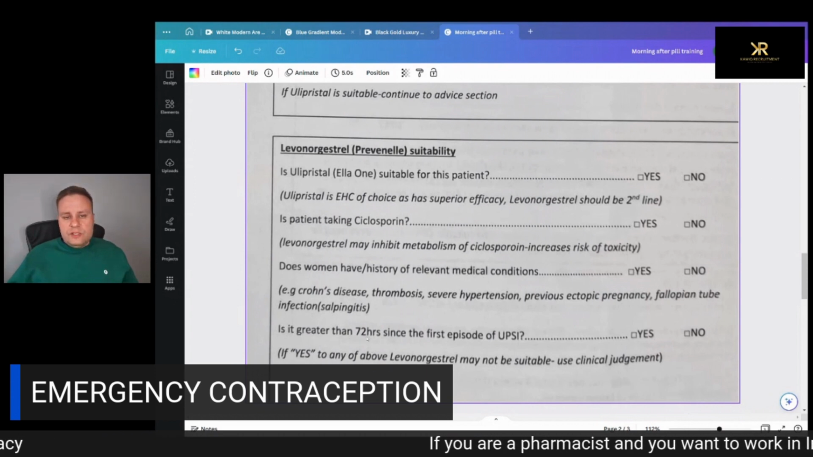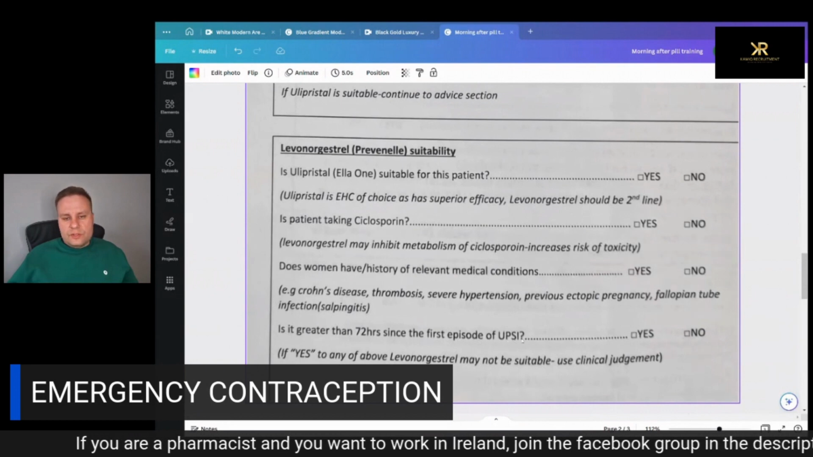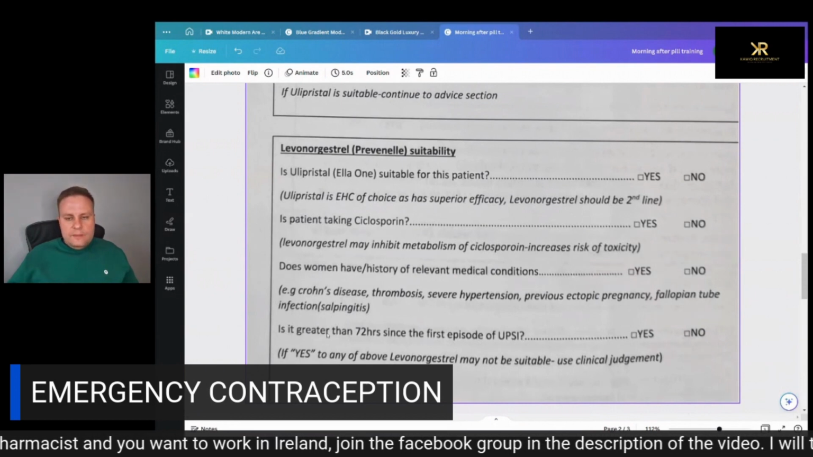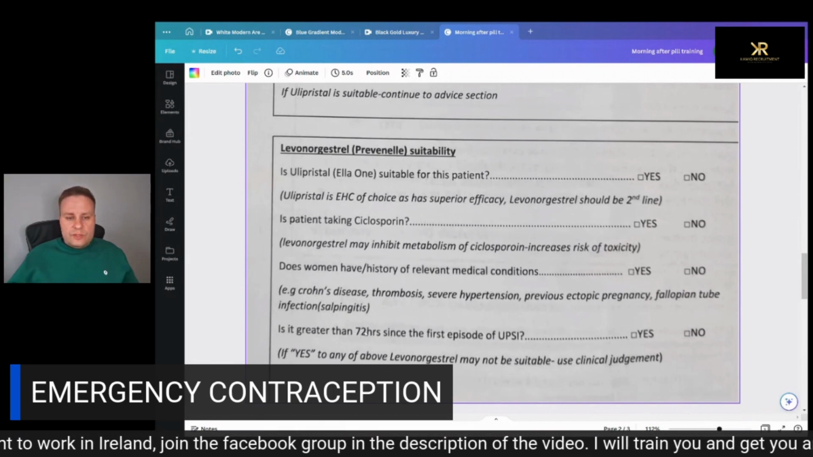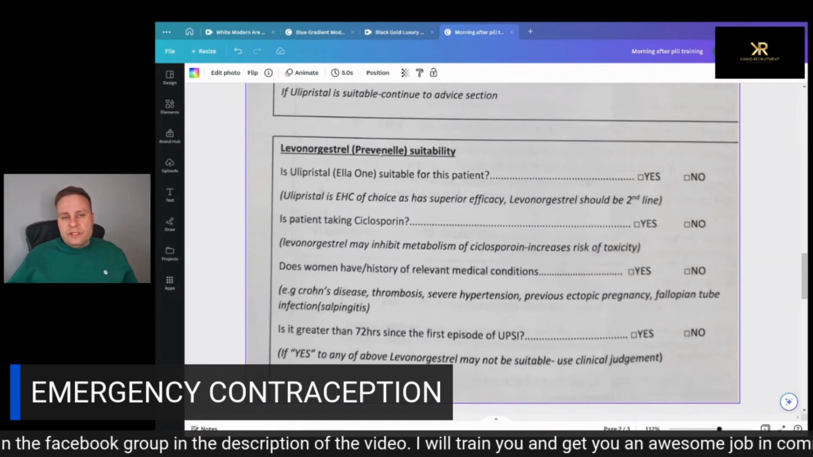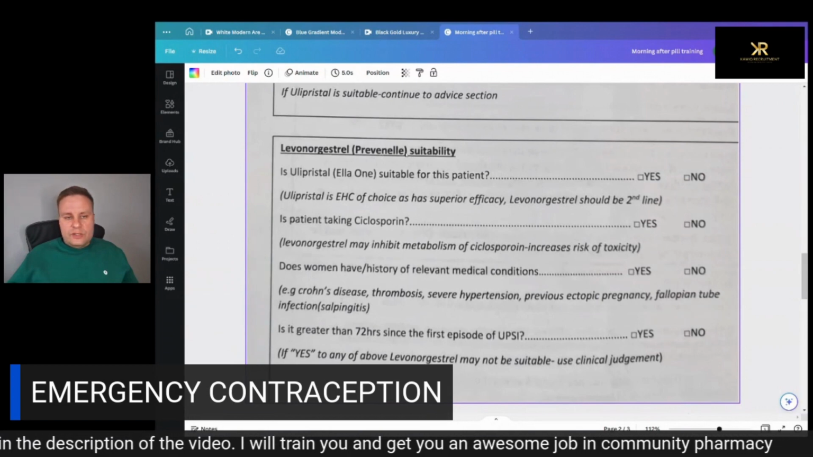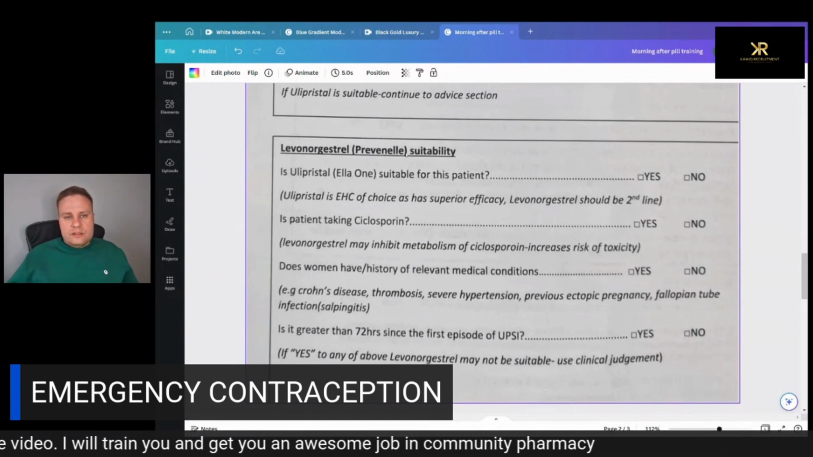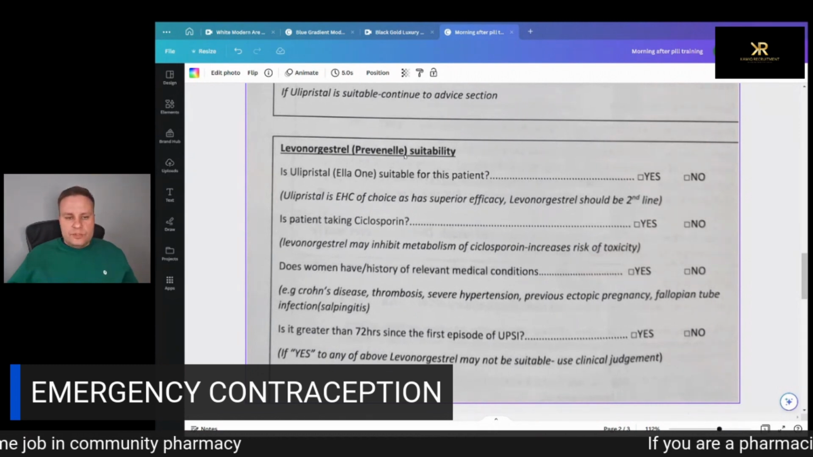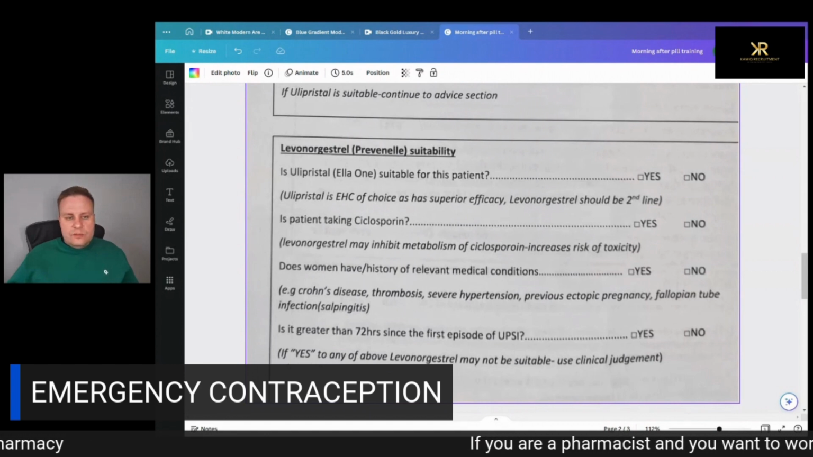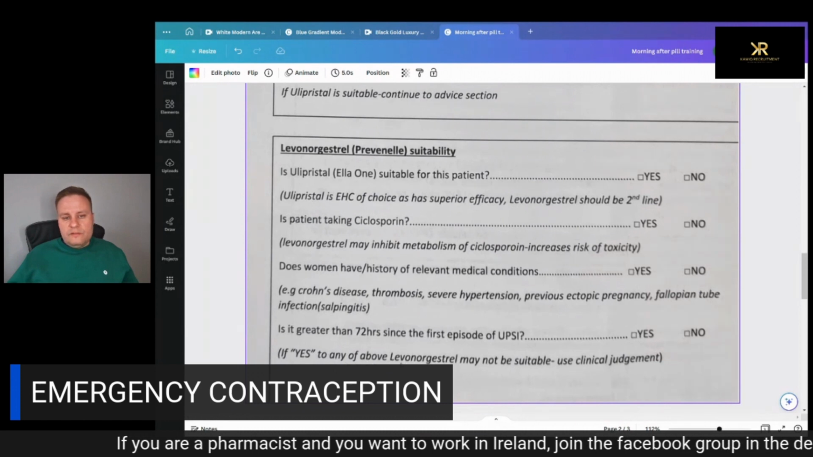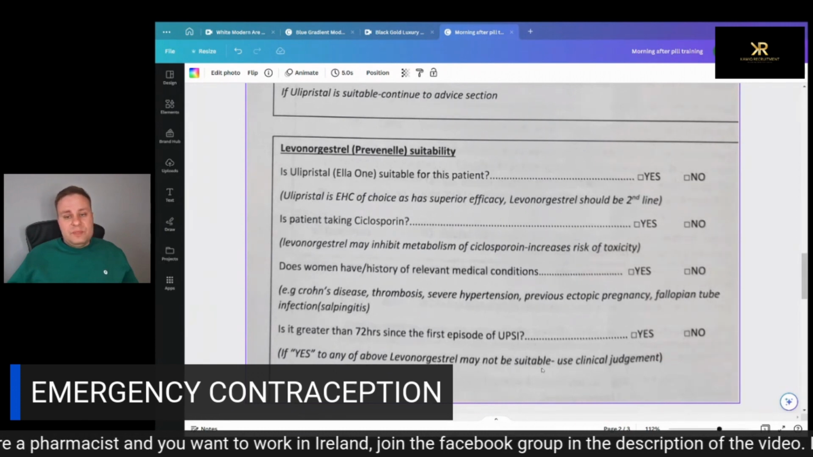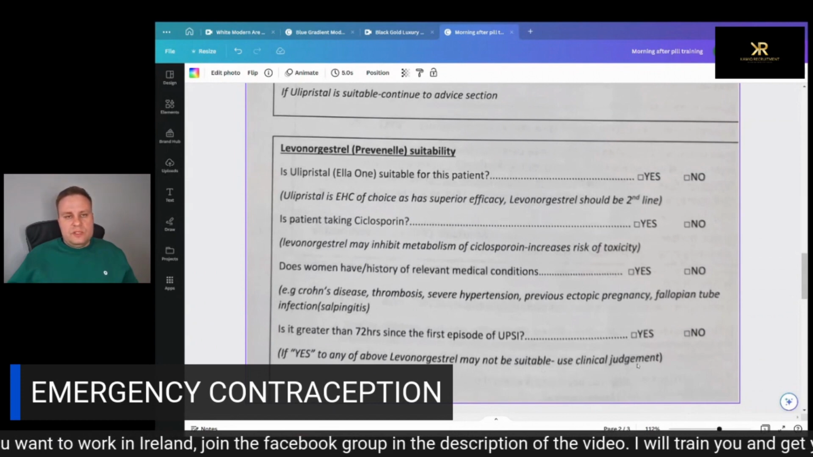Is it greater than 72 hours since the first episode of unprotected sexual intercourse? If it's more than 72 hours, then Prevanel would not be the right choice, as it's only meant to be taken in the first 72 hours after the unprotected sexual intercourse. So if yes has been ticked for any of the above, then Prevanel may not be suitable. So you have to use clinical judgment.